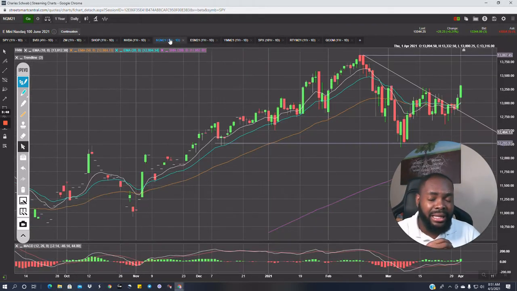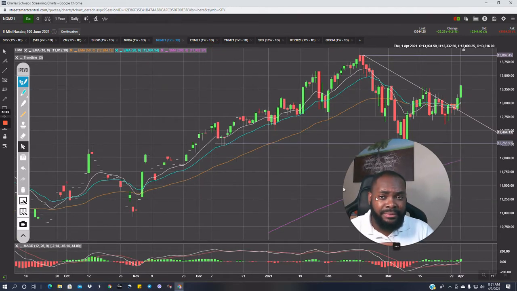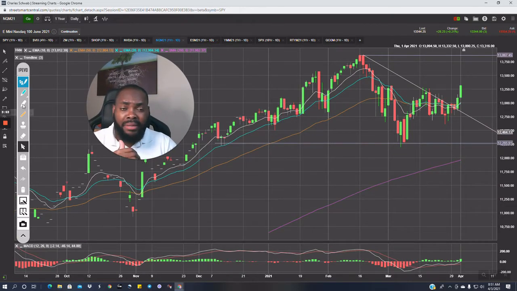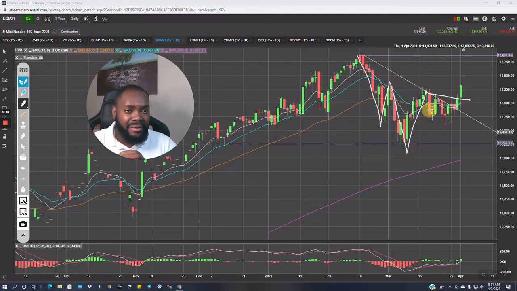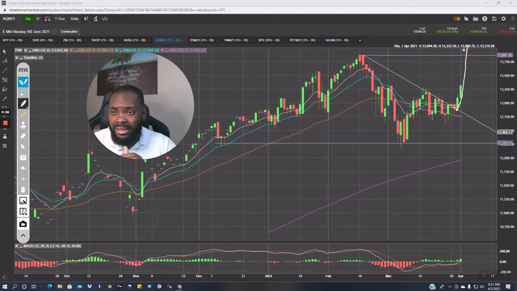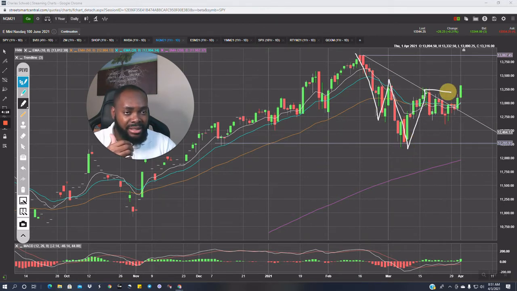Let's jump on over to tech, guys. You guys know that, man, I love tech. I've been beating the drum on tech that, hey, we still have this inverse head and shoulders pattern that needs to play out. So tech really was the low risk trade. And now, guys, what happened? We got the breakout of this short-term downtrend, and we also got the breakout of the second shoulder of the inverse head and shoulders, and boom. So now this pattern has to complete itself.